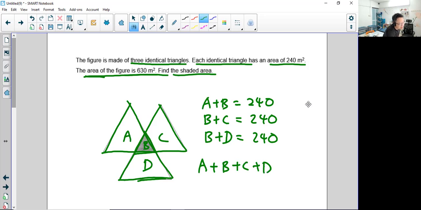So use the question, right? Use the question to create the other statement. So the area of the entire figure is 630 meters square. Okay, then what do we do? All right, then how do we continue from here?